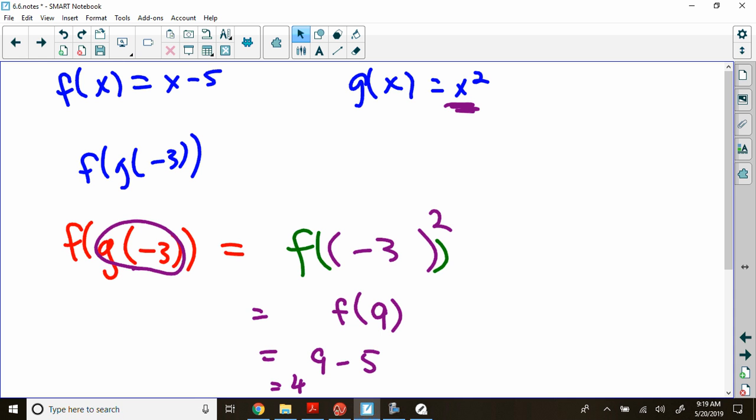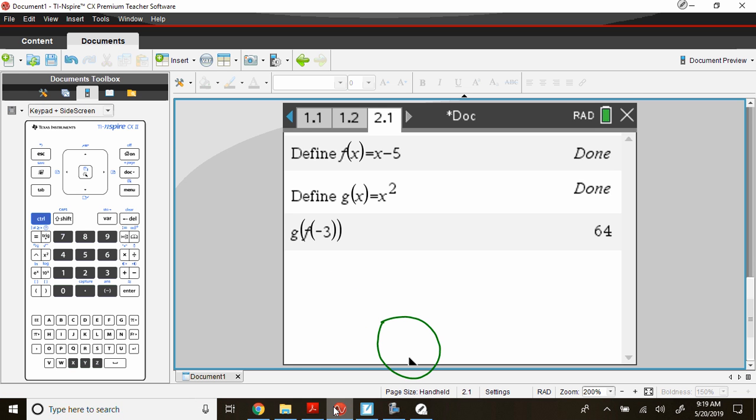So on my calculator, I should be able to just punch that in. f of g of negative 3. And there it is, it's 4.